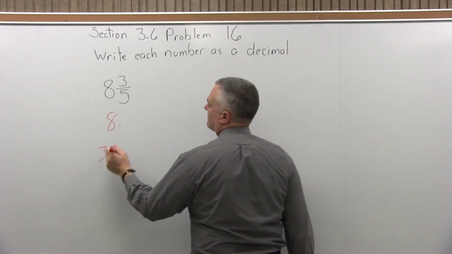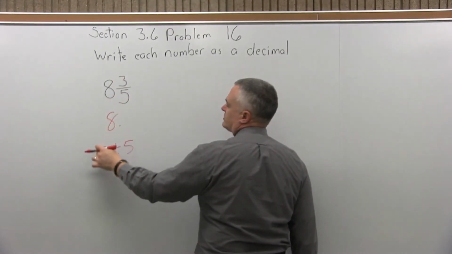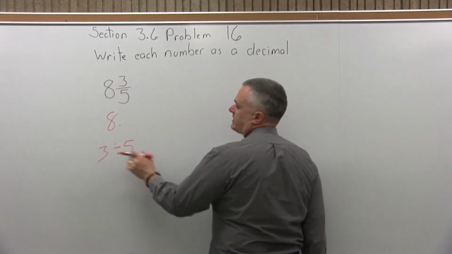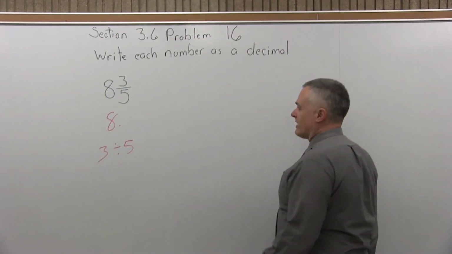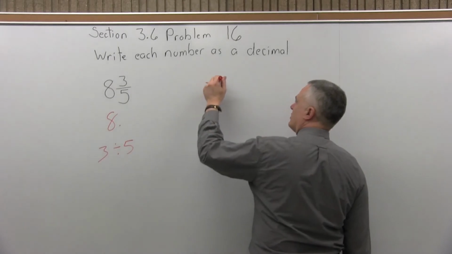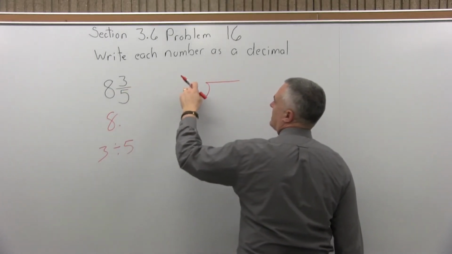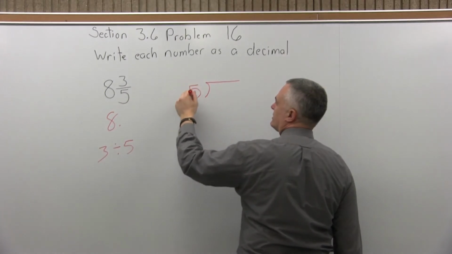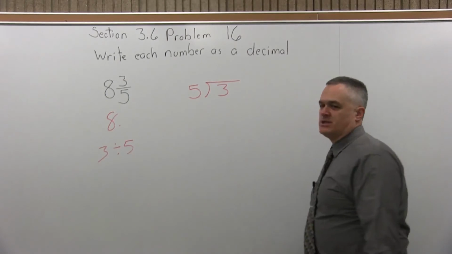Now, as I've mentioned with most of these other problems, if I can use my calculator, I'll just do 3 divided by 5. Numerator divided by the denominator, and I'll get an answer right away. Now, if you don't have a calculator, you have to do it out the long way. So you make a division problem. The denominator of your fraction goes in front of the division symbol. The numerator goes inside the division symbol.